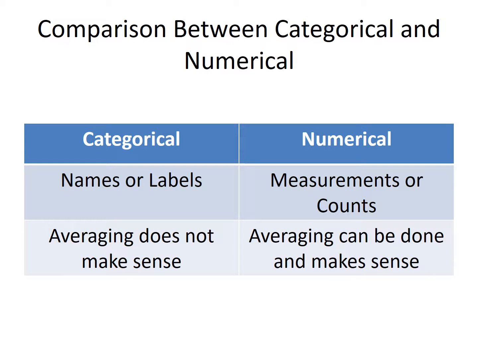Here's a comparison between categorical and numerical styles of data. Categorical you can think of as either names or labels, and averaging does not make sense when you consider categorical data. For numerical data, these are measurements or counts, and averaging can be done, and it does make sense to average numerical styles of data.